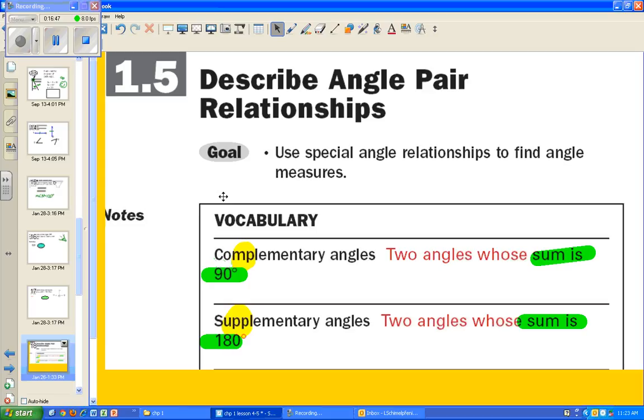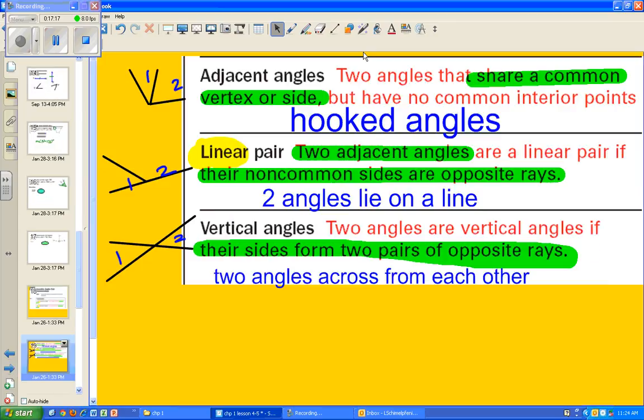Okay, 1.5. When you're looking at 1.5, we're going to look at different vocab for angle pairs. Complementary angles are two angles whose sum is 90 degrees. Supplementary angles are two angles whose sum is 180. If it's written out, one way that you can kind of remember between the two is complementary has 1 p, so it's the smaller of the two numbers, 90 versus 180. Supplementary has 2 p's, and it's the larger of the two numbers.